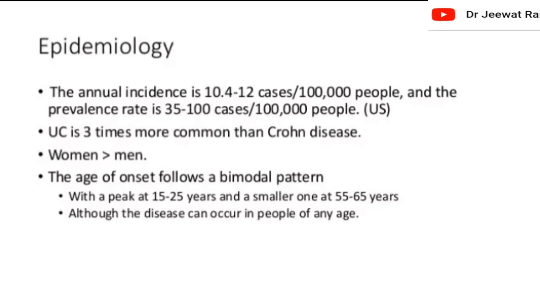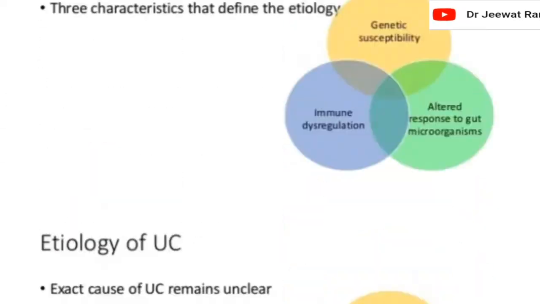The annual incidence is 10.4 to 12 cases per lakh people, and the prevalence rate is 35 to 100 cases per lakh people in the US. Ulcerative colitis is 3 times more common than Crohn's disease. It is more common in women than men. The age of onset follows a bimodal pattern, with a peak at 15 to 25 years and a similar one at 55 to 65 years, although the disease can occur in people of any age.